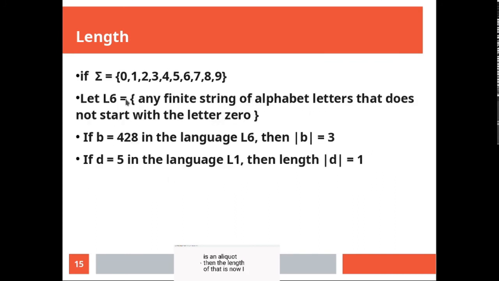Now let's take an example, L6: any finite string of alphabet letters that does not start with the letter 0. So you have an alphabet over this, and the language says that it should not start with 0. Typically a decimal number in the decimal number system. So if b equals 4 to 8, then the length is 1, 2, 3. So the length is 3. If d equals 5, the length is only 1. So this is the length or mod of a particular string or word in this case.